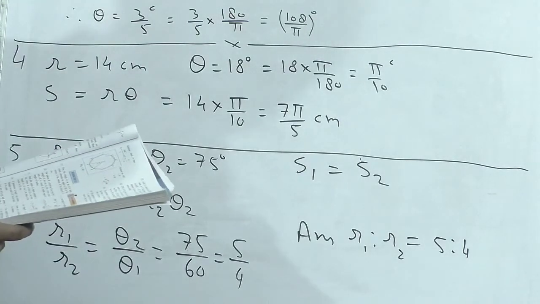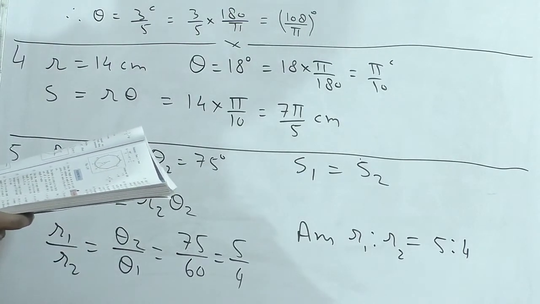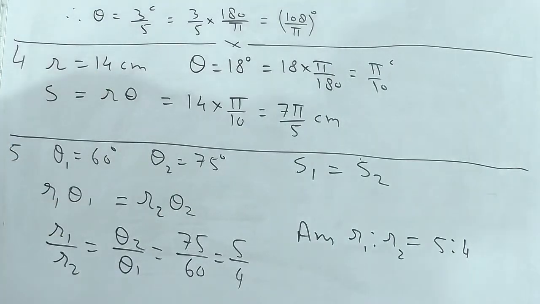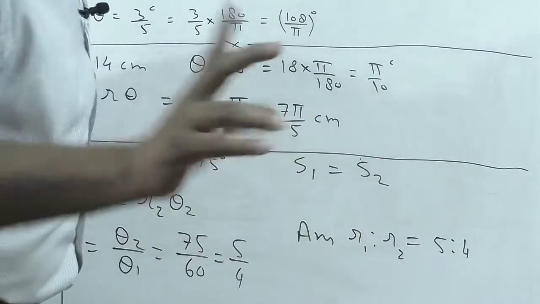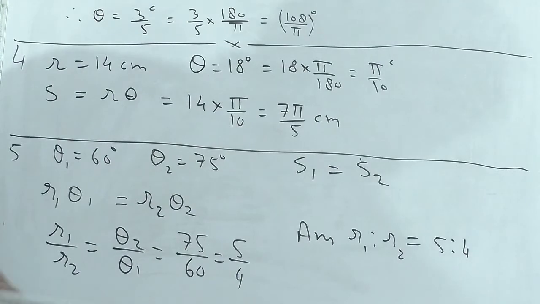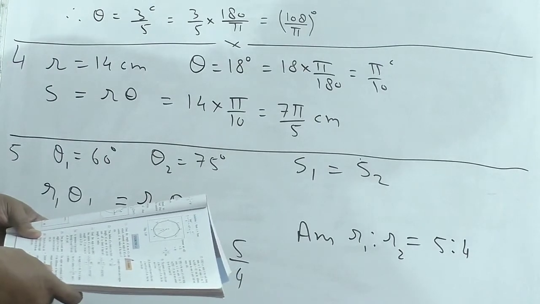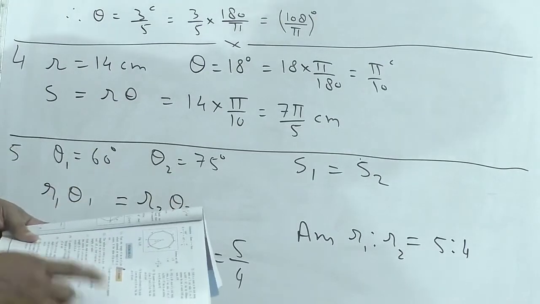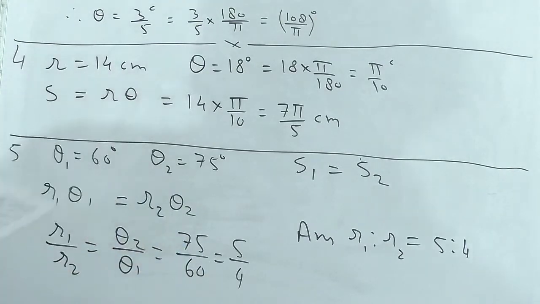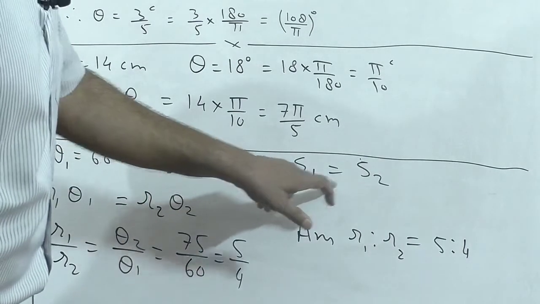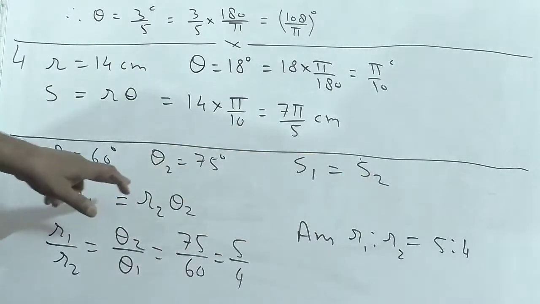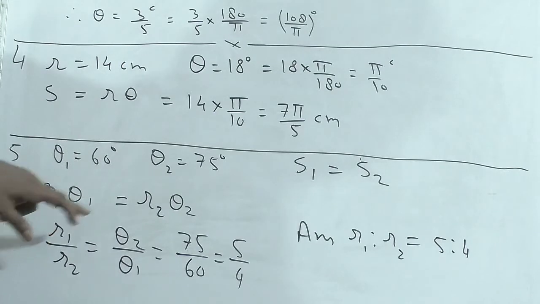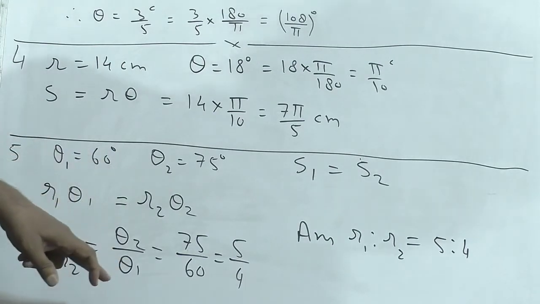Now two values given, two arcs of same length, means S1 is equal to S2 given. For subtend angle 60 degree and 75 degree, find the ratio of their radii. If S1 equal to S2, R1 theta 1 is R2 theta 2, right? R1 upon R2 is theta 2 upon theta 1.